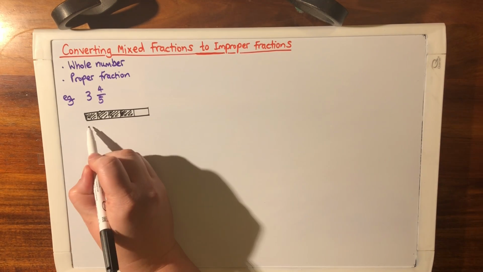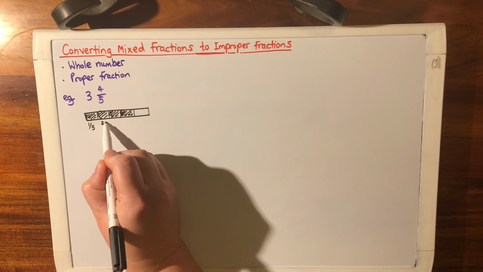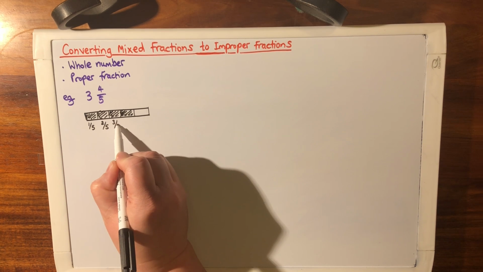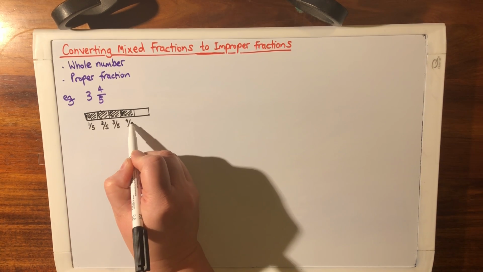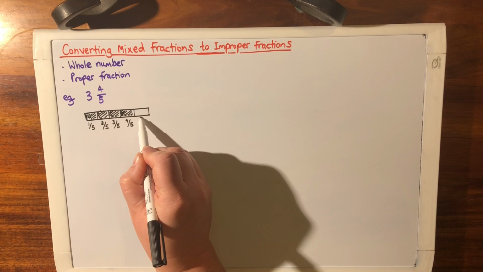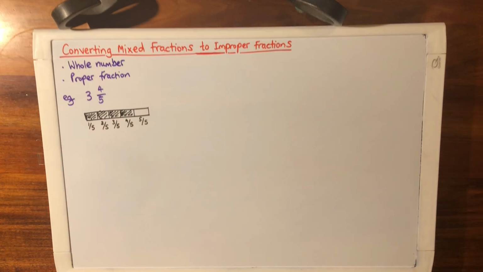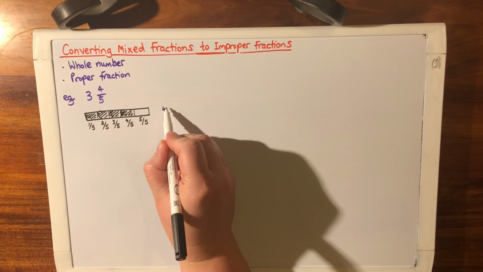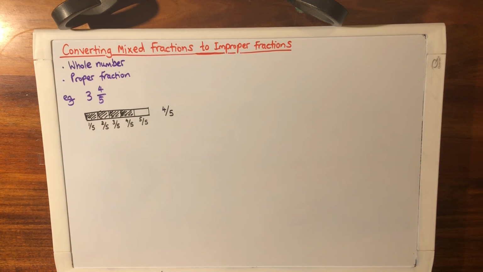Okay, this is 1/5, 2/5, 3/5, 4/5, and of course we've got our 5/5 here as well. But this one overall is our 4/5. Let's look at the 3 here. What does the 3 mean? It means that we've got 3 wholes.